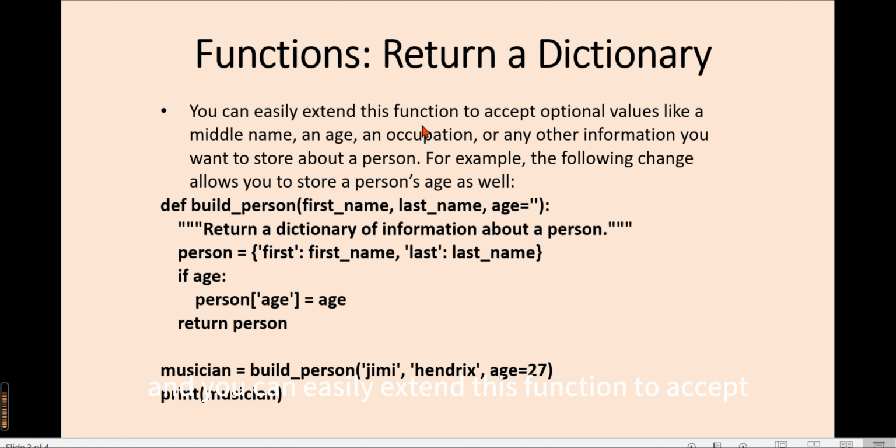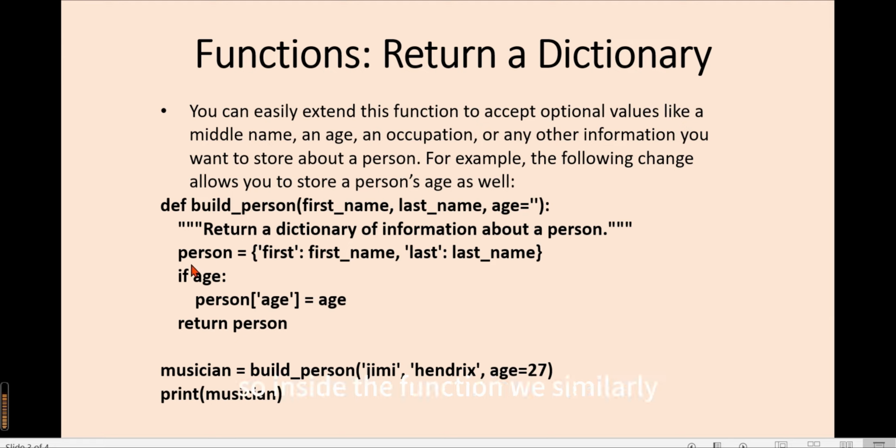And you can easily extend this function to accept optional values like a middle name, an age, an occupation, or any other information you want to store about a person. For example, the following change allows you to store a person's age as well. So we modify this function by adding an optional parameter called age, and its default value is an empty string. So when people call this function, if they input the age information, then the information the user entered will be used. If they do not input the age, then the age is optional, and the function call will omit this age variable.